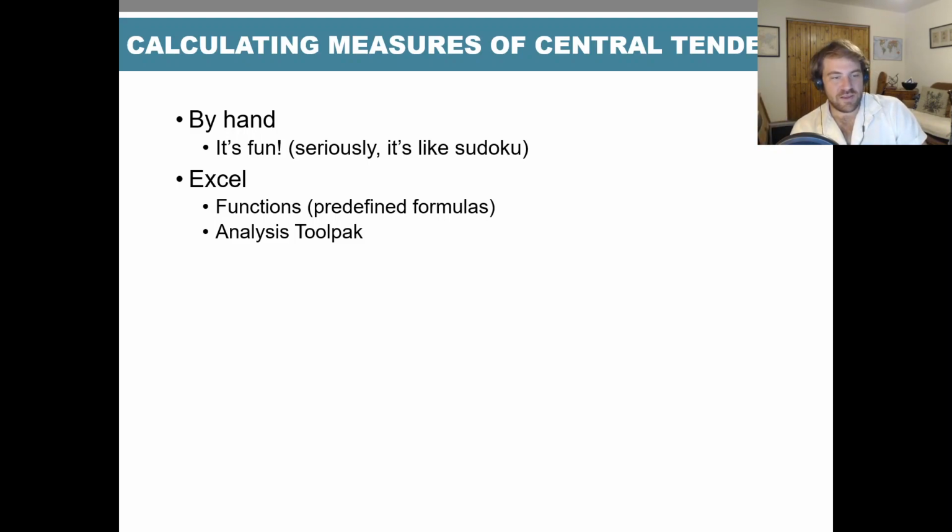You can also do it in Excel. Doesn't matter how fun it is to do by hand, Excel is a whole lot quicker. So why not use modern inventions? We can do it with different functions. There are some predefined formulas for computing all these measures of central tendency. We can also do it with something called the Analysis ToolPak. Excel is going to be in a second lecture that's coming up, an independent video. Right now, we're just going to focus on doing it by hand.